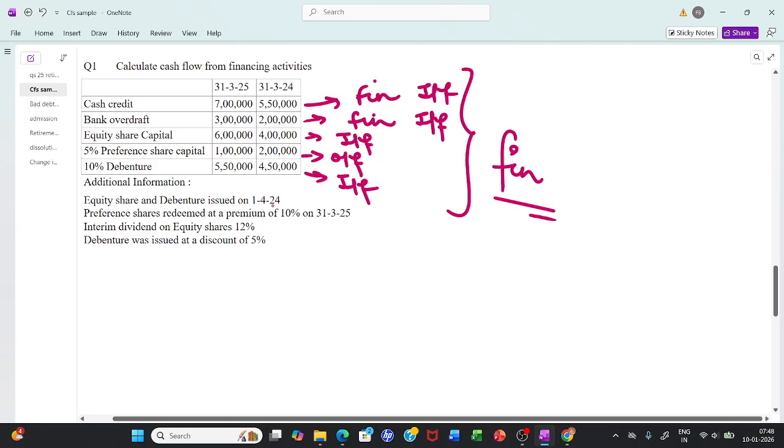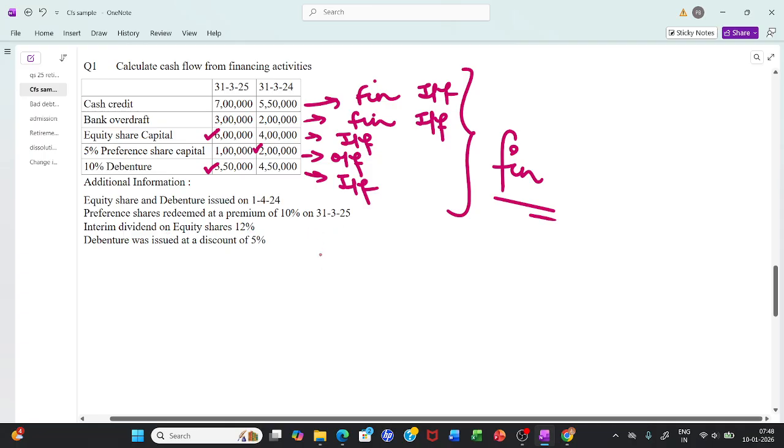You are told that equity shares and debentures were issued on 1/4/24, that is opening date. So that means throughout the year we had 6 lakh equity shares and 550 debentures. Preference shares were redeemed on the last day. That means throughout the year you had 2 lakh worth preference shares. Interim dividend is paid on equity shares.